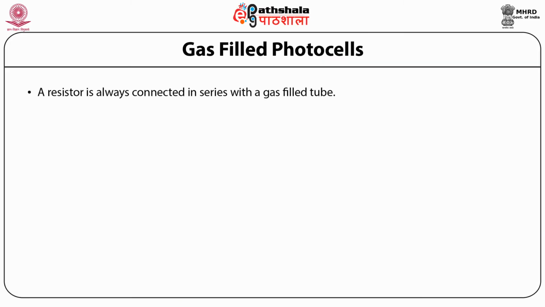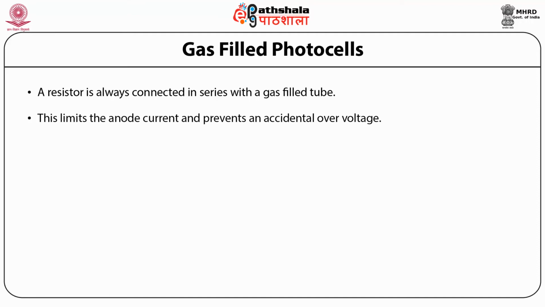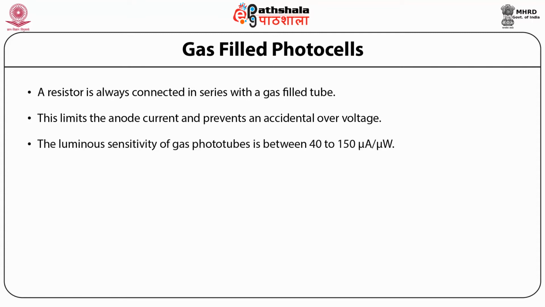A resistor is always connected in series with a gas-filled tube. This limits the anode current and prevents an accidental overvoltage. The luminous sensitivity of gas phototubes is between 40 to 150 microampere per microvolt.